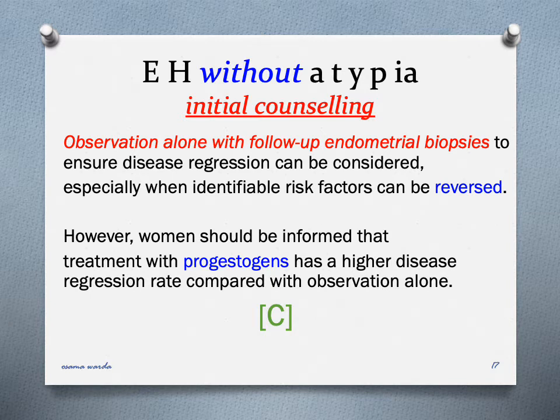Observation alone with follow-up endometrial biopsies to ensure disease regression can be considered a method of management, especially when identifiable risk factors can be reversed, such as obesity and hormone replacement therapy. However, women should be informed that treatment with progestogens has a higher disease regression rate compared with observation alone.